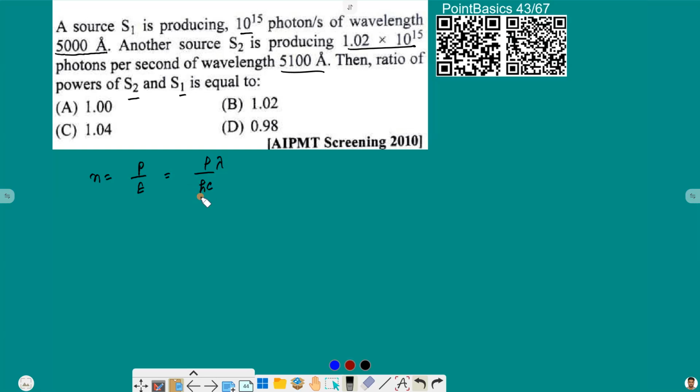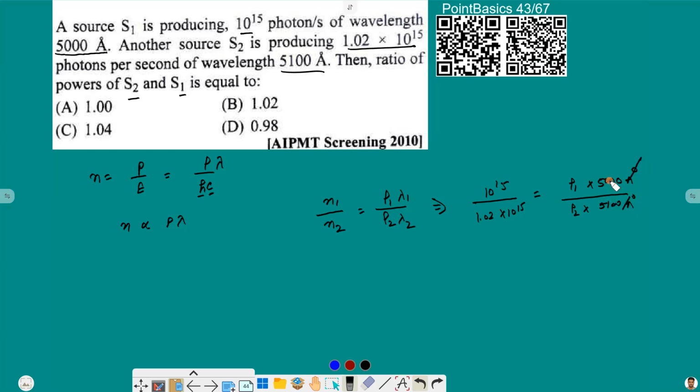So here h is constant, c is constant, so we can say the number of photons is basically proportional to power times lambda. So from this we can write N1 by N2 will be equal to P1 lambda 1 divided by P2 lambda 2. N1 is 10 raised to power 15, N2 is 1.02 into 10 raised to power 15, which is equal to P1 into lambda 1, that is 5000 angstrom, divided by P2 into 5100 angstrom.